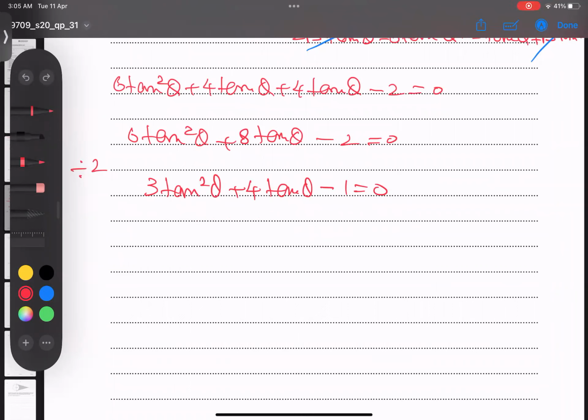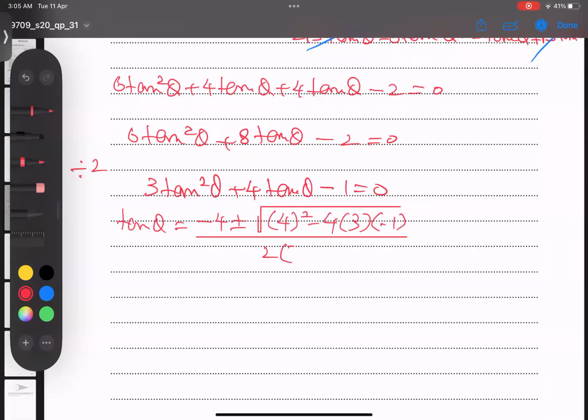So negative 4 plus and minus square root of b squared minus 4 times 2a, and minus 1 by 2a. And the a value is 3. Now check it here. If I apply here, so a value is 3 and b value is 4, c is minus 1. I get 2 answers.